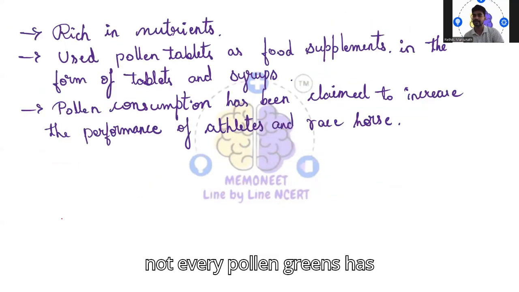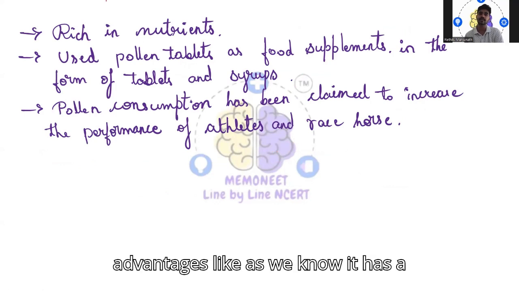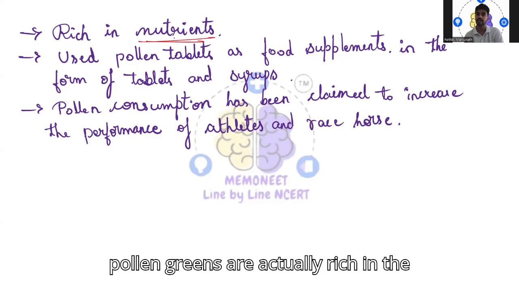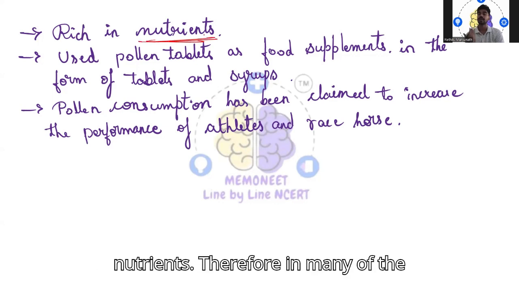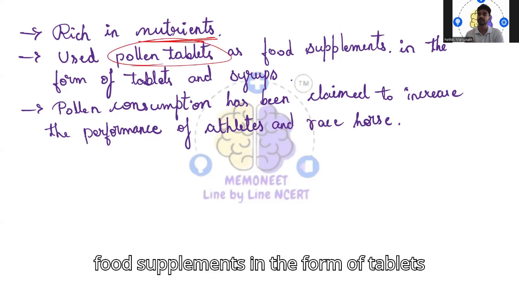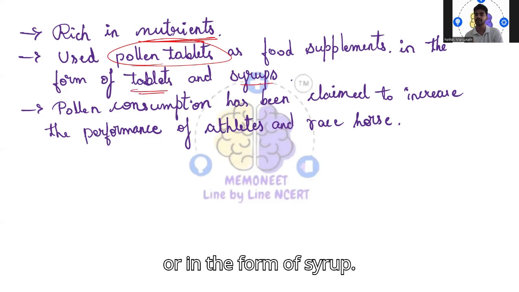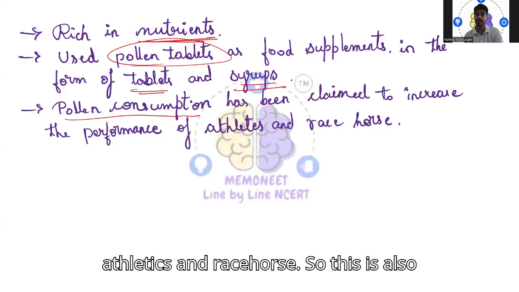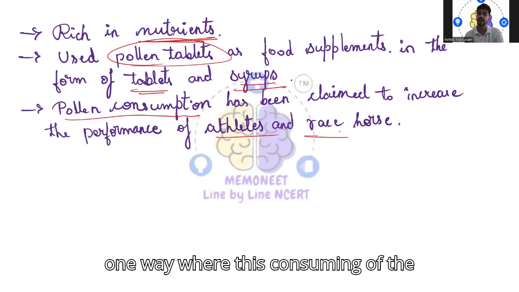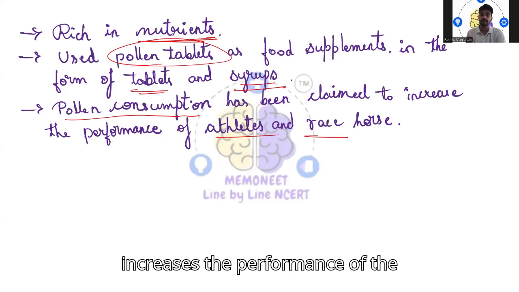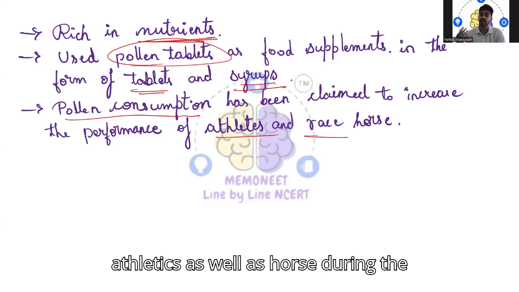But not every pollen grain has disadvantages, right? There are certain advantages. As we know, pollen grains have reserved food material, so they are rich in nutrients. Therefore, in many foreign countries and even in India, we use pollen tablets as food supplements, in the form of tablets or syrup. Pollen consumption has also been claimed to increase the performance of athletes and race horses during the horse race.